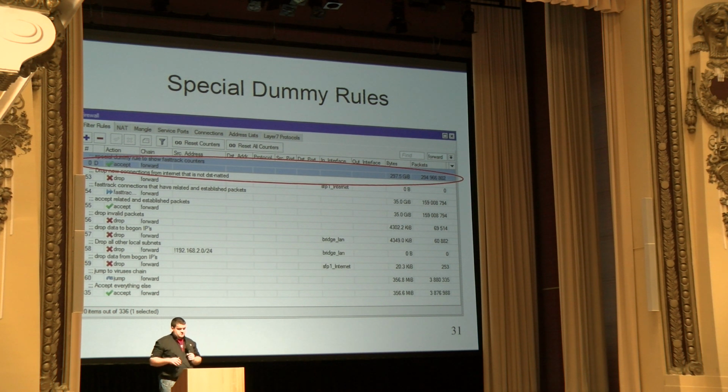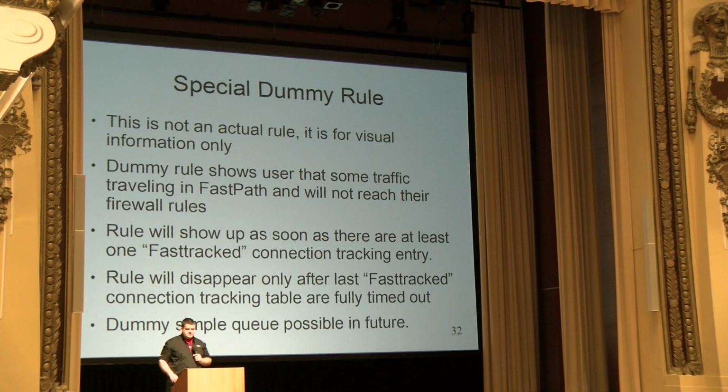We made a special dummy rule. It appears at the beginning of the firewall, but it's actually not a rule. It's just a visual representation of the rule. It's a counter. It shows traffic that's traveling through the router in FastPath, so that when you open up your firewall, you are aware that there is some traffic that will not get to your firewall rules. This rule will show up as soon as you have at least one fast-track connection entry in your connection tracking, and will disappear only after the last connection is timed out.